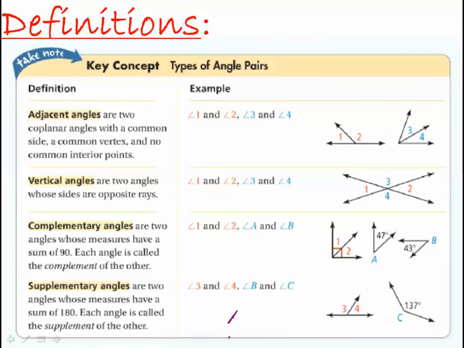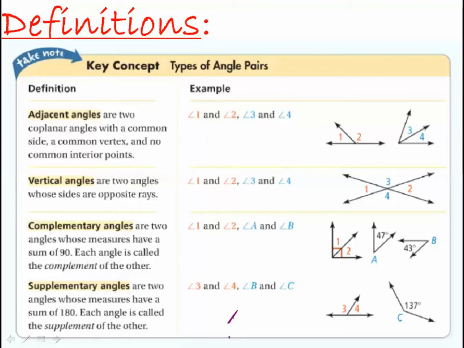So first, let's identify the special angle pairs that we're going to be talking about. First, we have adjacent angles. Adjacent angles are two coplanar angles with a common side, a common vertex, and no common interior points.